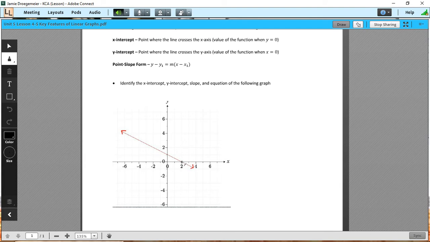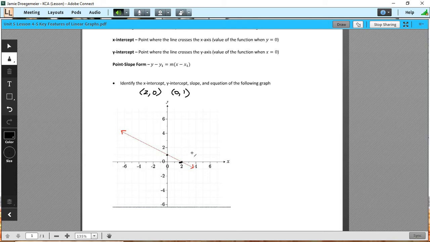Well, it's going to cross here at x equals 2. So our x-intercept is 2, 0. X is 2, y is 0. Our y-intercept is here at 0, 1. So when x is 0, y is 1.